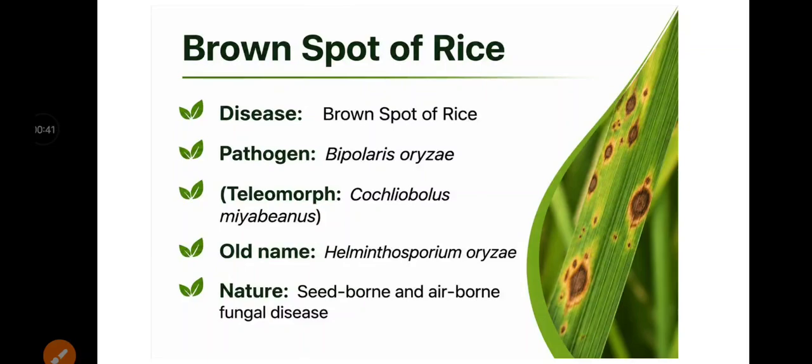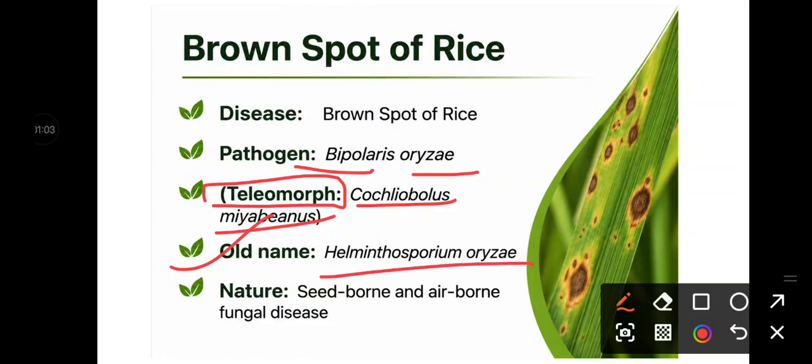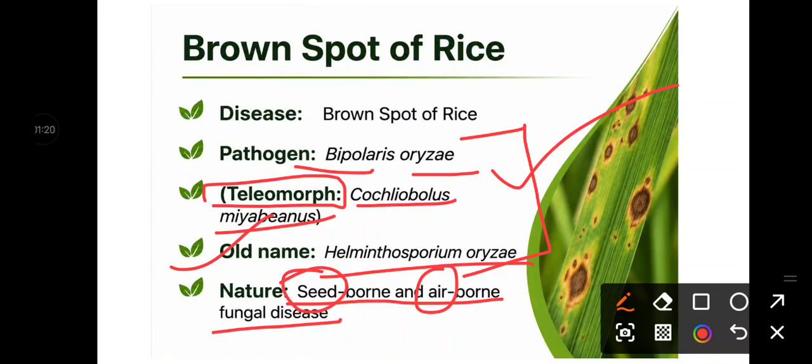First, the pathogen. The pathogen causing brown spot of rice is a fungus. It is a fungal disease caused by the fungus Bipolaris oryzae. Its perfect stage or teleomorph stage is Cochliobolus miyabeanus, and the old name is Helminthosporium oryzae. All these three are the same: the causal organism of brown spot of rice. The nature of the disease is both seed-borne and airborne.